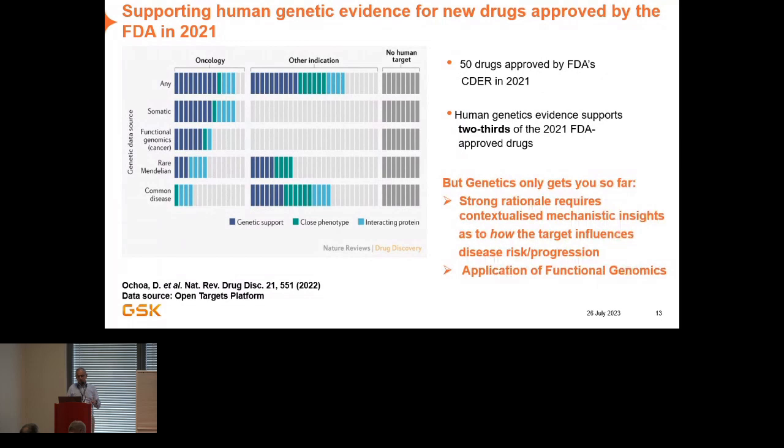So that's good. We use a lot of genetics data, but genetics gets you only so far, I think. We need to really understand the mechanisms as well, and that's why we start to look at using functional genomics.